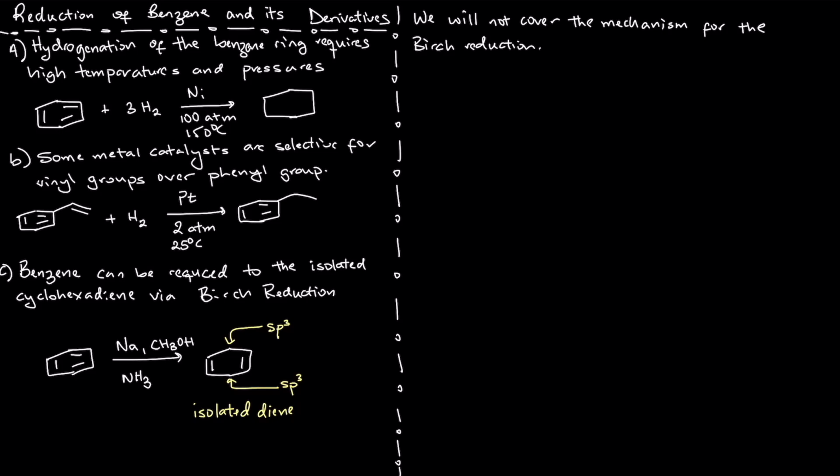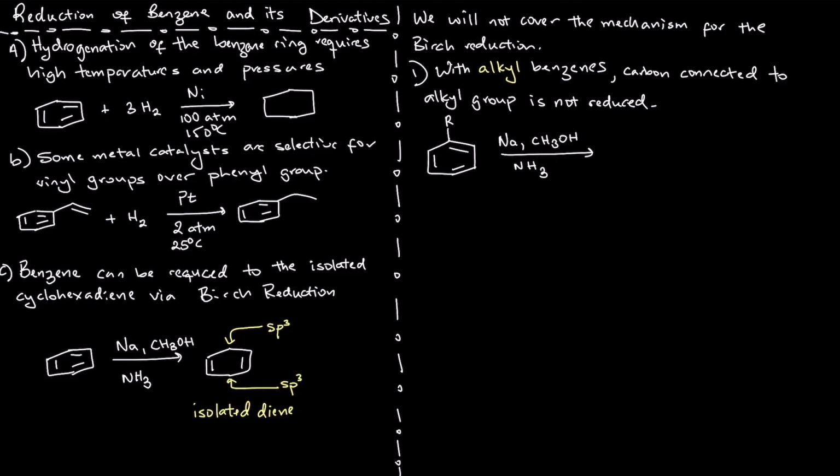So we will not cover the mechanism for the Birch reduction of your benzene, but there are two important notes that we need to make sure we know when you're talking about regioselectivity of your Birch reduction. So if you're dealing with alkyl benzenes or alkyl substituted benzenes and you treat that under Birch reduction conditions, you will selectively form an isolated diene in which the carbon bearing that alkyl group is not reduced. So specifically, you do not reduce the carbon bearing that alkyl group. So notice that the reduction happens at the other carbons.